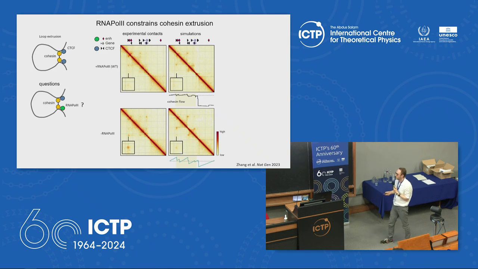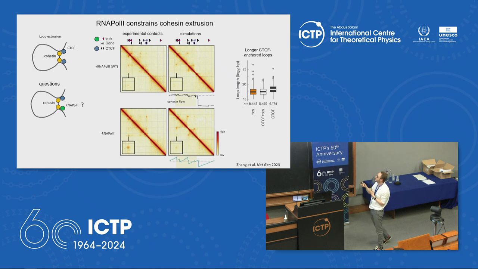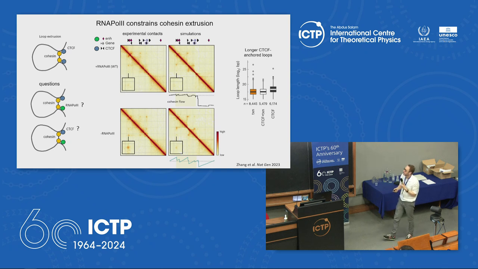You can see this also genome-wide. This is a specific locus, but genome-wide you see that the length of the CTCF anchor loops increases if you remove RNA-Pol2. So the next question would be, what if we remove CTCF? What happens? This is a project that we have with Marieke Oudelaar in Göttingen, but I won't tell you the question because I don't have time. I want to go to the next part, but if you are interested, come to me later and I will tell you the results.